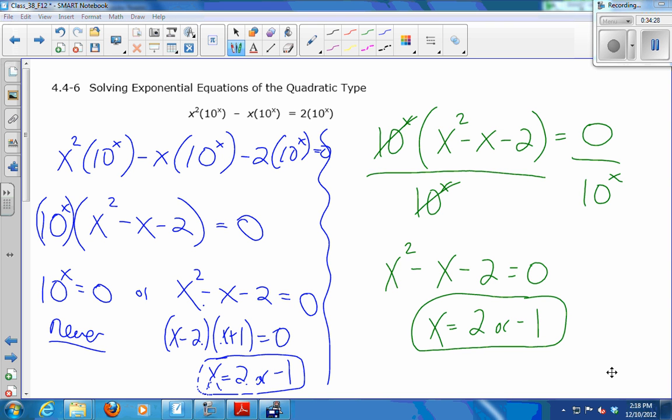So two approaches. Do whichever one you like.